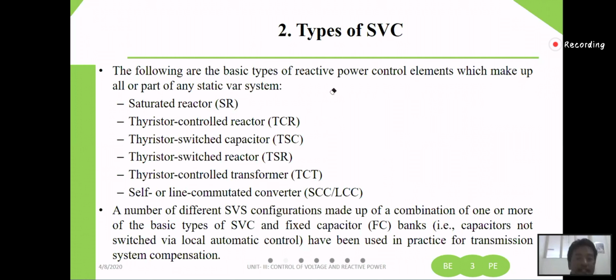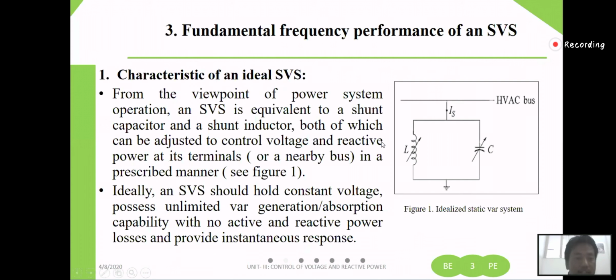Okay, so this is about the different types of SPC system. There are many, but I will go through them as per our syllabus. We will go through a few of them, mostly thyristor controlled TCR, TSC, TSR, and then TCT also. Then we'll see SCC or LCC, and how we can control the voltage and power factor by using these devices.